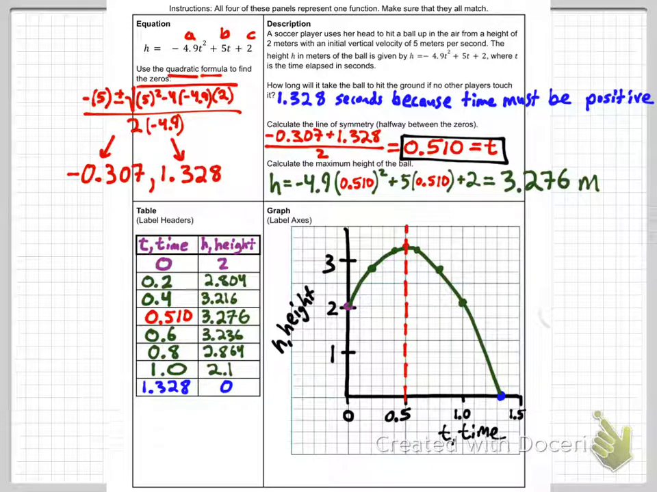One last thing I'm going to do is draw the line of symmetry there, just so you can see, hey, the points on the left and the ones on the right should be about the same. Now, I drew it pretty much right on 0.5. It should be just a little bit to the right of 0.5, but it's so small that I can't mark it accurately. So you want to make sure you draw that as accurately as possible.